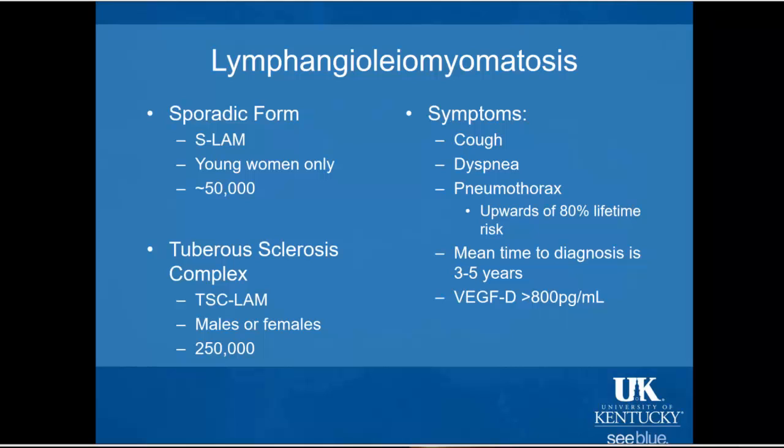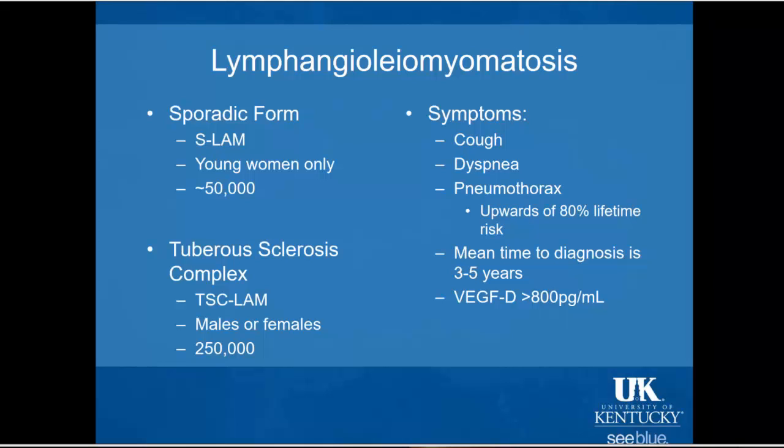The sporadic form occurs in about 50,000 patients worldwide, but the tuberous sclerosis related complex is actually considerably more common. But only 30% or so of people who have tuberous sclerosis actually have pulmonary LAM.